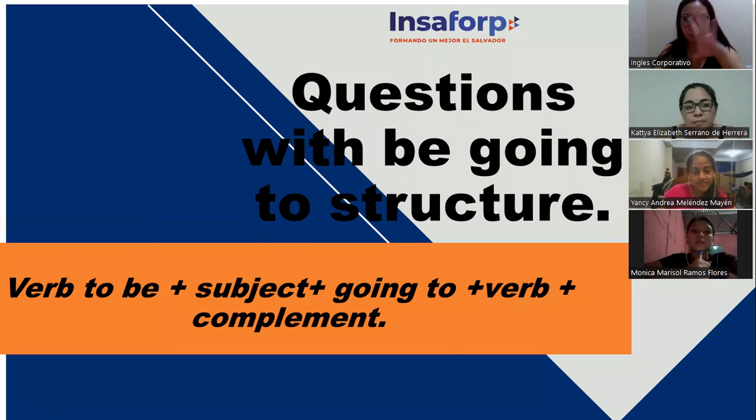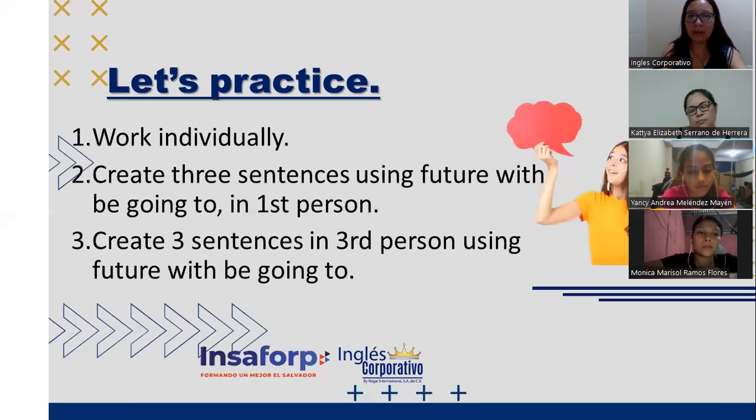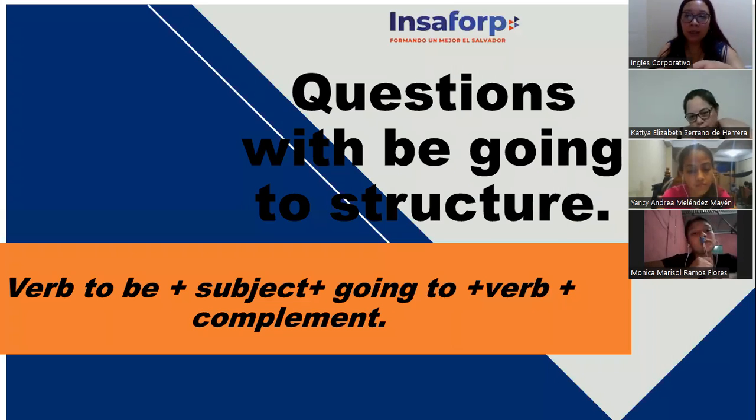Okay. We're going to be. Ya estamos manejando las afirmativas. Mi sugerencia es lo que les decía. Quédense con la estructura y repasen a modo de hacer más oraciones ustedes. Ahorita hemos hecho en primera persona y en tercera persona. Pueden hacer utilizando plurales también, ¿verdad? Now we're going to talk about the questions with the structure. Auxiliary going to and the verb to be.